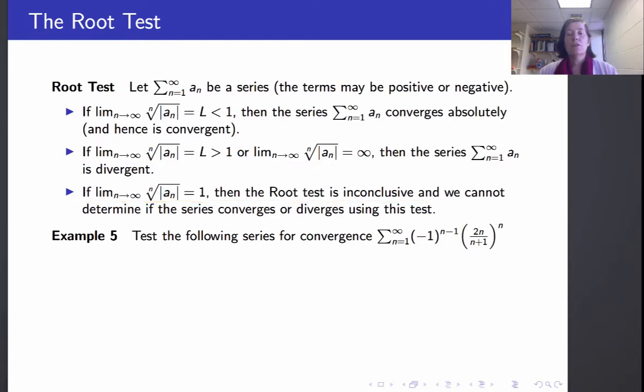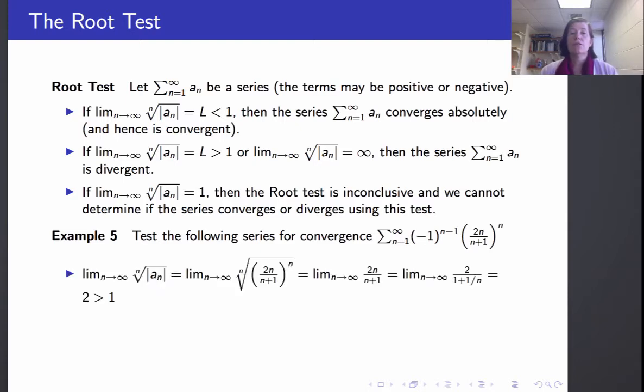And this is especially useful when the expression for an is some expression in n raised to the power of n. So let's use this test to figure out if the sum of (-1)^(n-1) times (2n over n plus 1) all raised to the power of n converges or diverges.